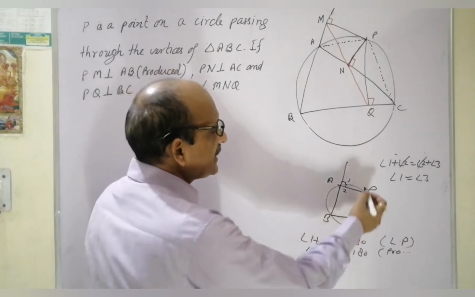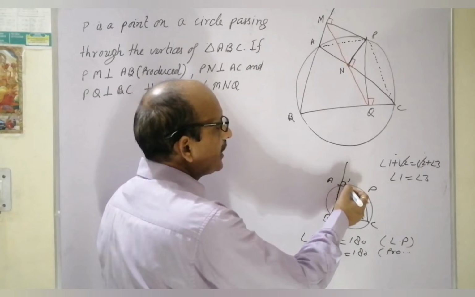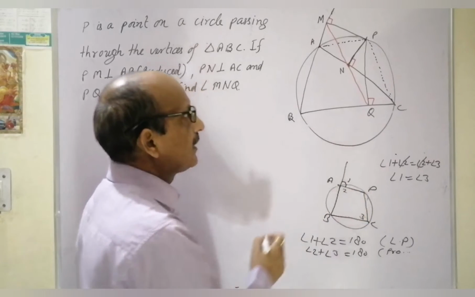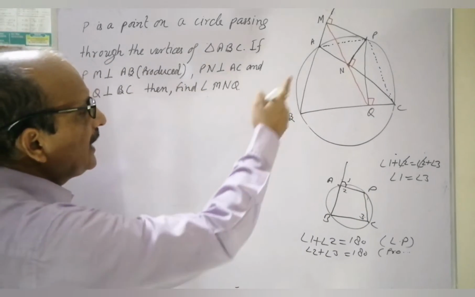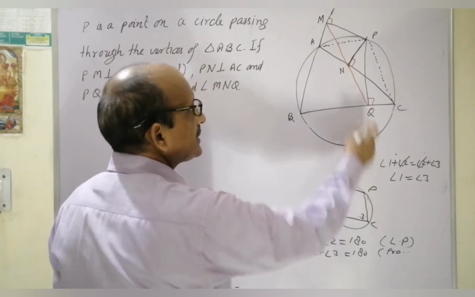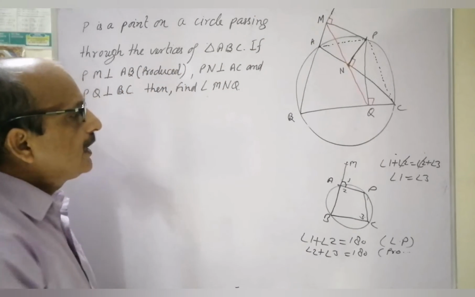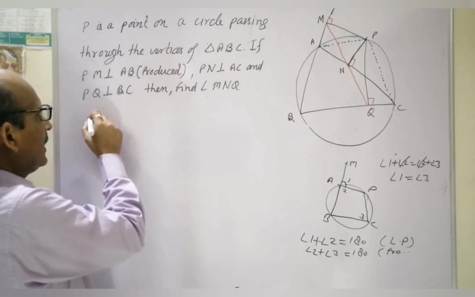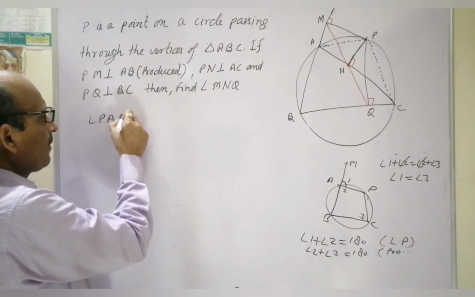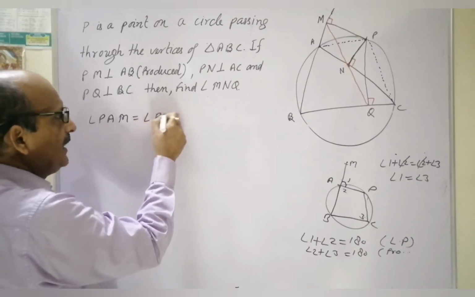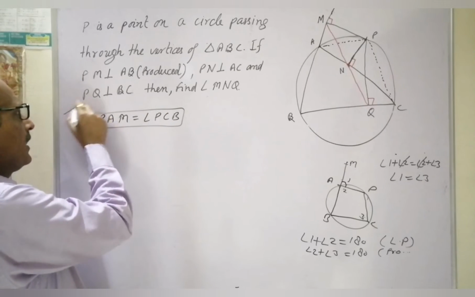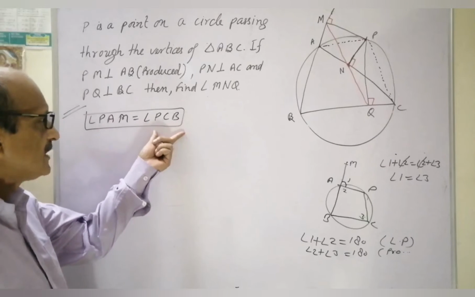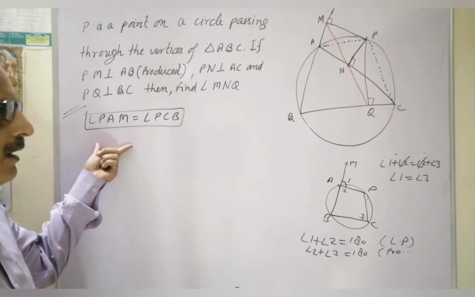What is 3? That is PCB. What is 1? Already clear here. So we can see angle PAM, somewhere here by M; you can see the figure. Angle PAM will be equal to angle PCB. This is very important over here: PCB is equal to angle PAM.